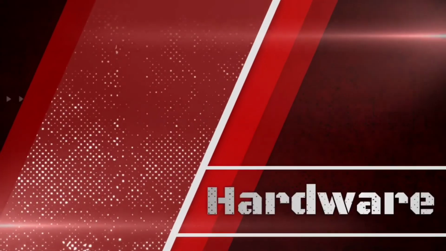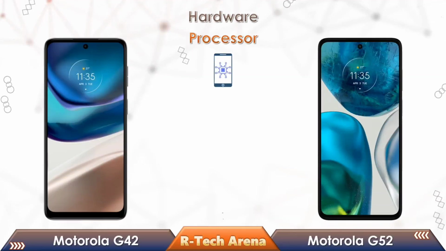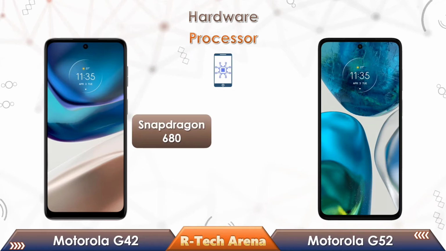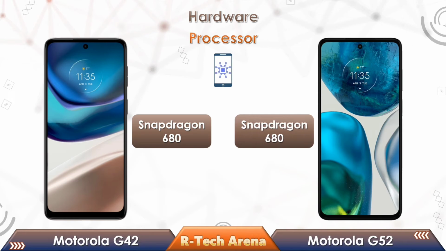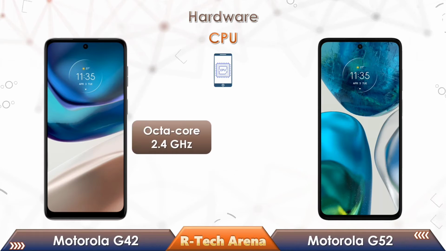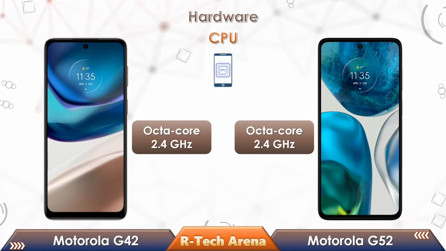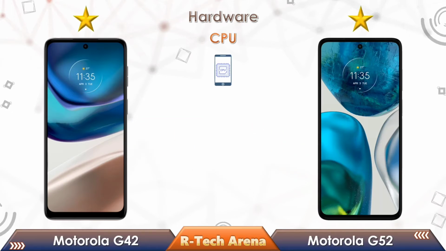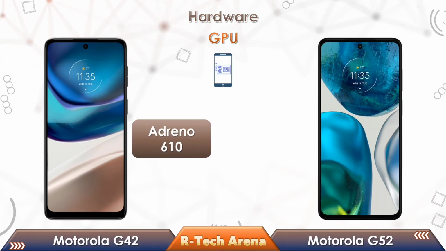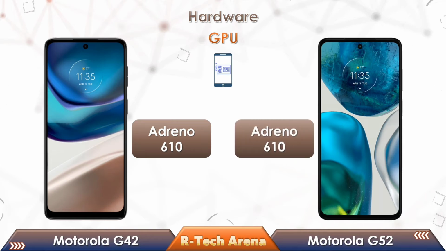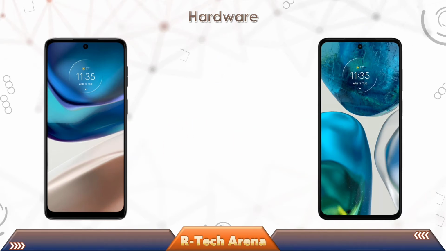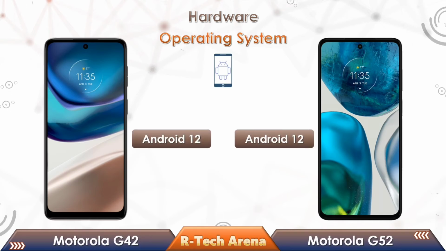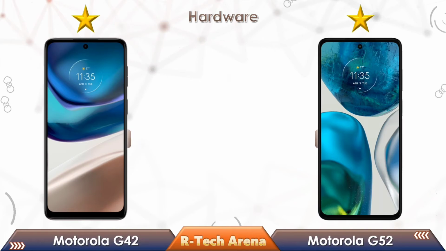Now let's compare the hardware between these two phones. Looking at the processor of both phones, Motorola G42 comes with a Snapdragon 680 chipset, and the Motorola G52 also comes with a Snapdragon 680 chipset. In a CPU comparison, Motorola G42 supports up to octa-core 2.4 GHz clock speed, and the Motorola G52 also supports up to octa-core 2.4 GHz clock speed. In the GPU comparison, Motorola G42 comes with an Adreno 610 GPU, and the Motorola G52 also comes with an Adreno 610 GPU. Let's compare the operating system. Both these phones come with a stock Android-based Android 12 operating system.